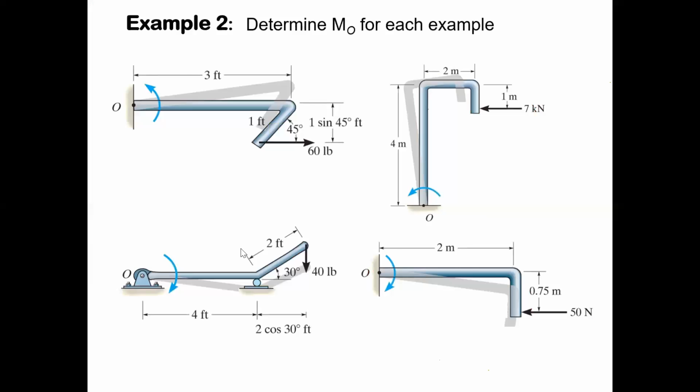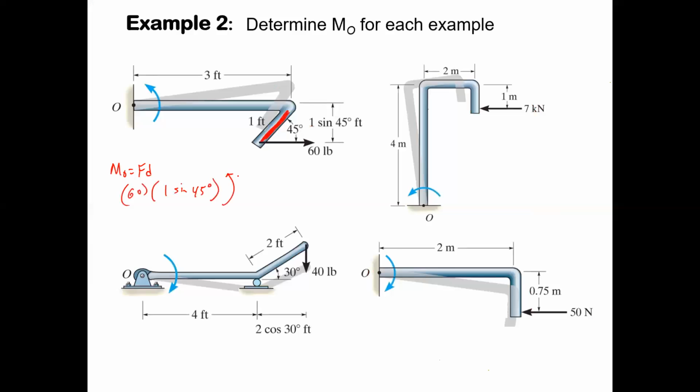Right, so what's the first one? Yeah, it's going to be 60 pounds times the moment arm, which is 1 times the sine of 45 degrees. That's because this bend here is 1 foot at a 45-degree angle, and so the actual distance is 1 times the sine of 45 degrees. And it's going counterclockwise, so that's considered positive.